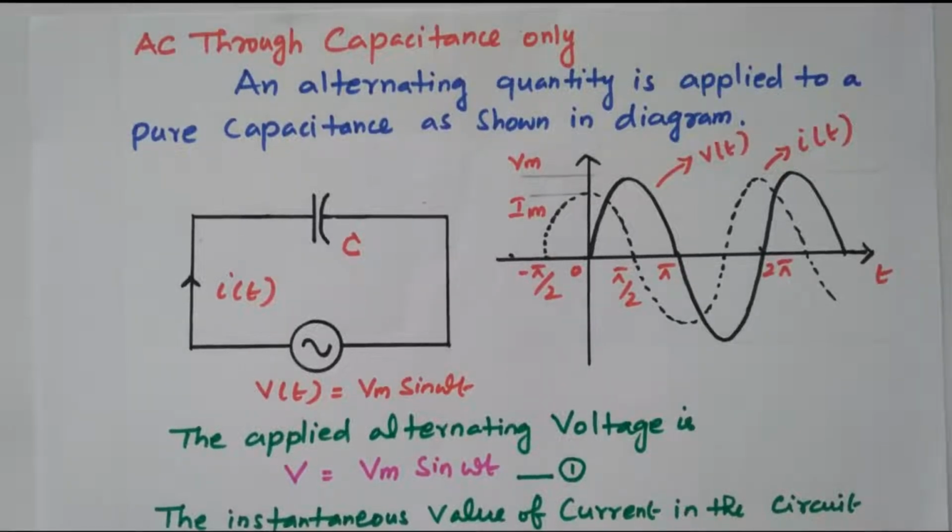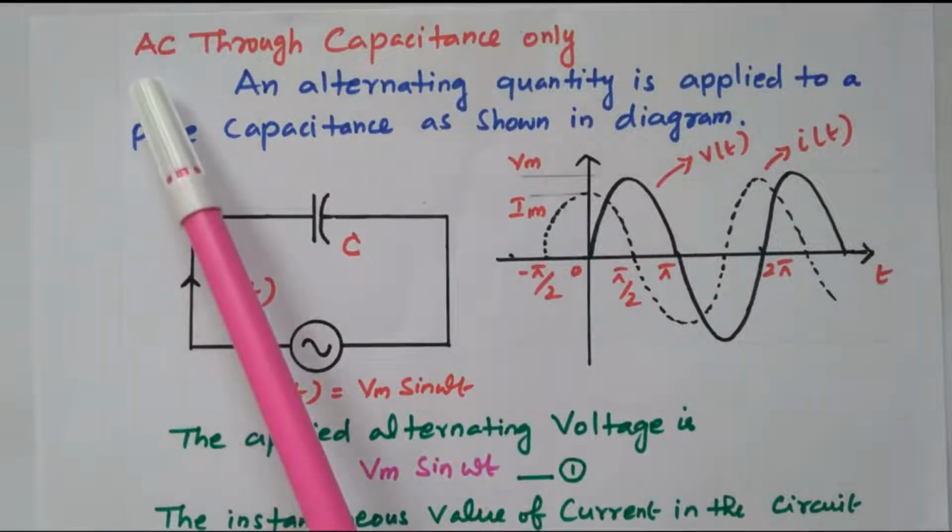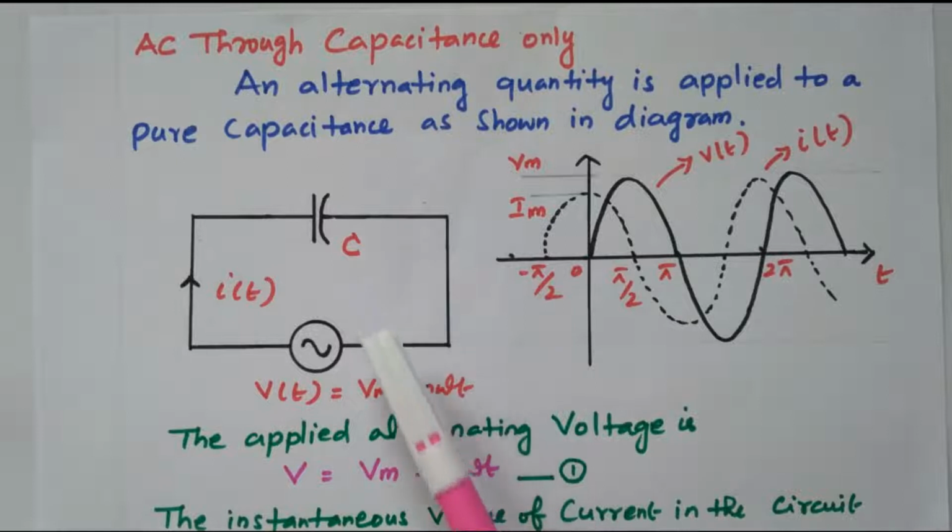Welcome viewers, in this video we will see the AC through a capacitance only. When the AC voltage is applied to the capacitance, what is the behavior of the circuit, what is the behavior of voltage, current, and what is the expression for instantaneous power and average power, we will see in this video.